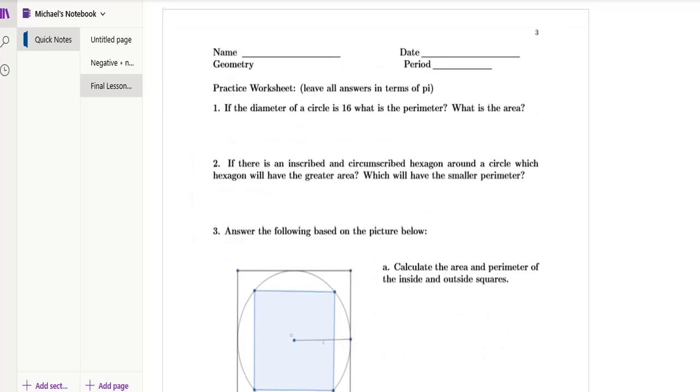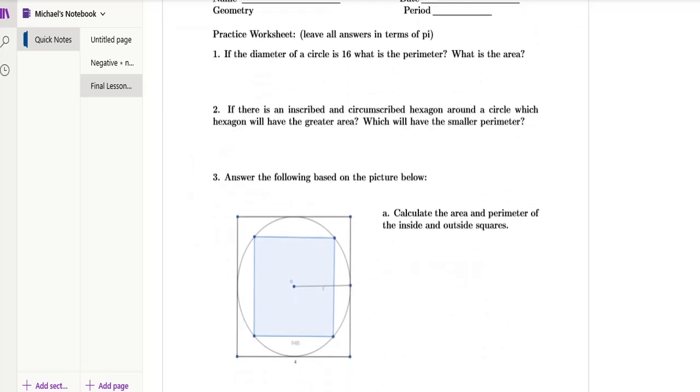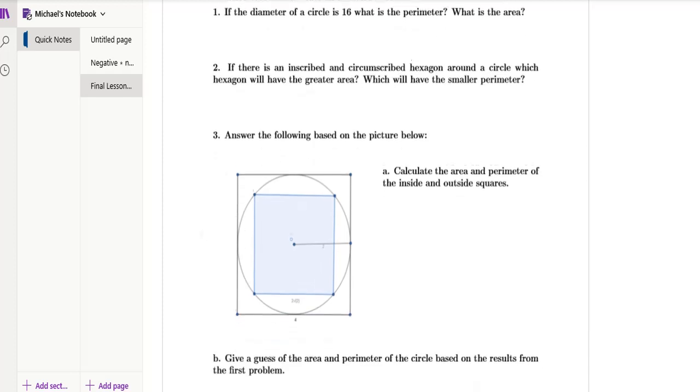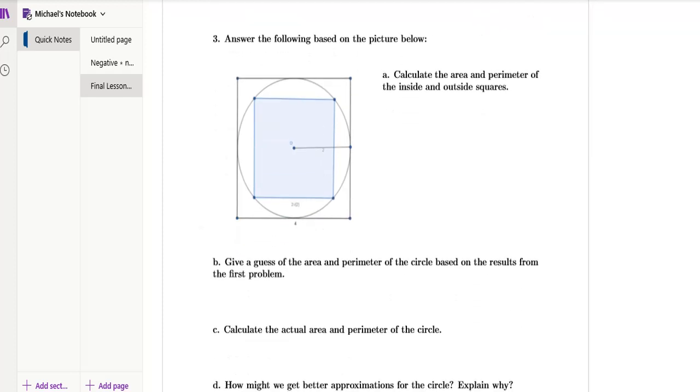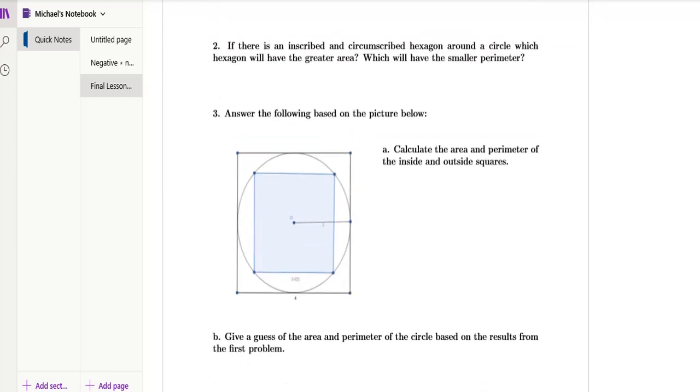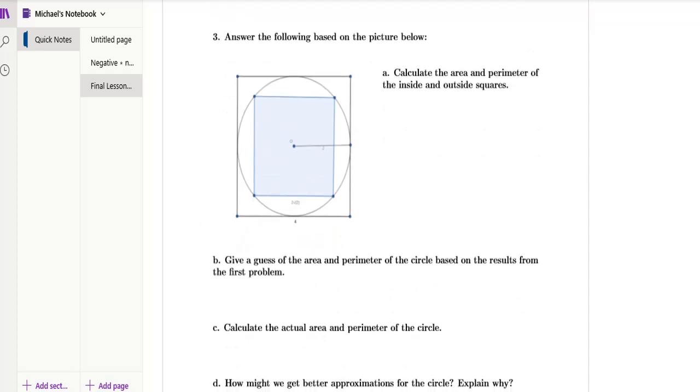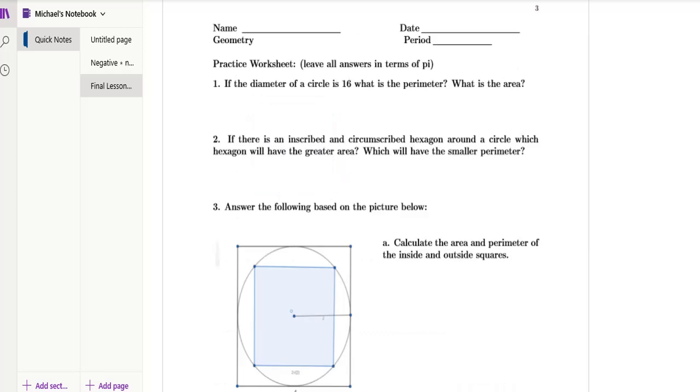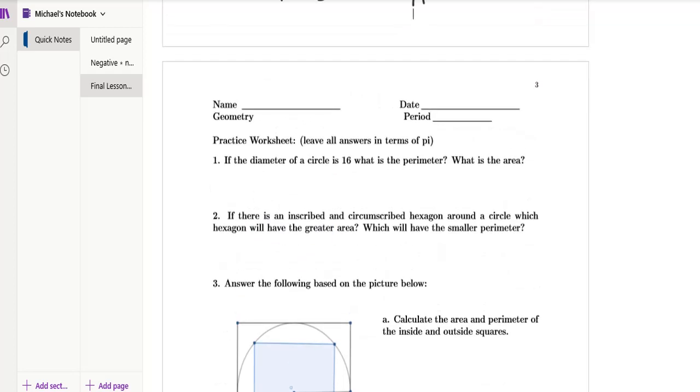All right, afterwards we worked on this practice worksheet. You can do this on your own time, just based on the formulas. We're going to do some stuff with approximating with a square and looking at how good that approximation actually is when you're doing the math yourself. And then just using the formula inside of these questions.